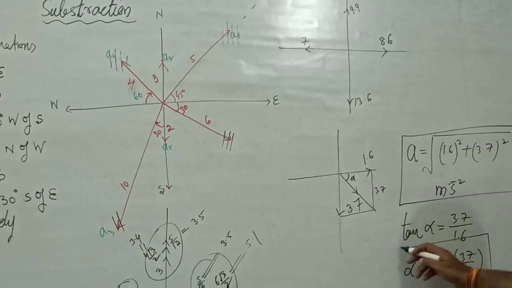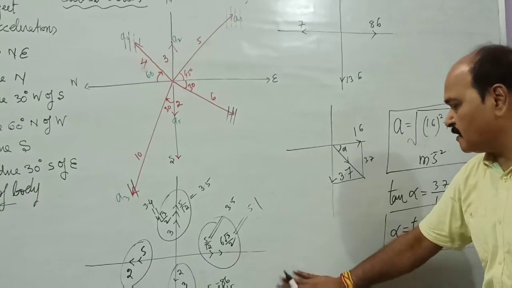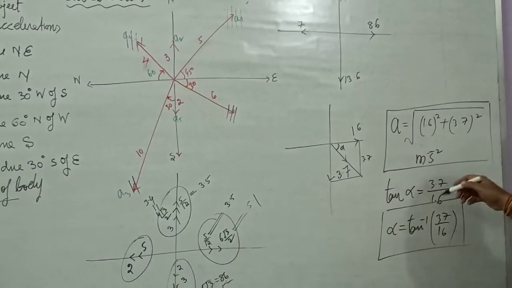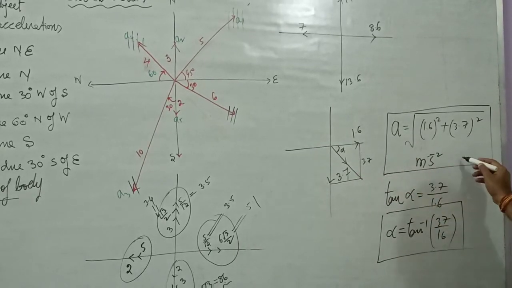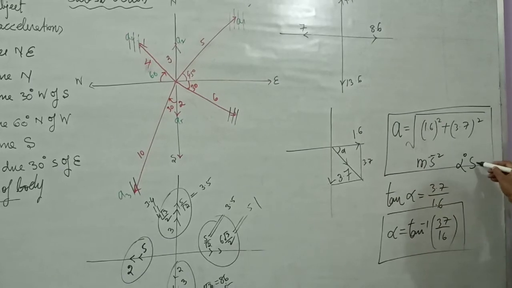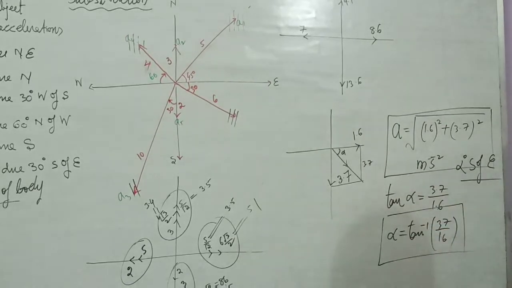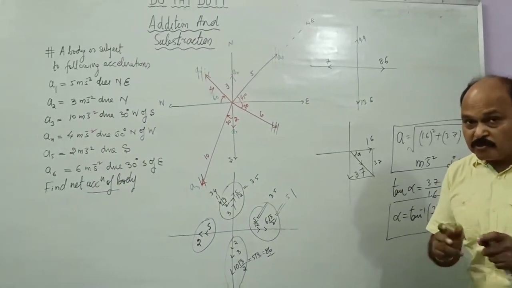So what is the answer? The answer is the acceleration of the body is this, and the direction is what? Alpha degrees south of east. What is that alpha? We can find out. So this was the sum of more than two vectors.